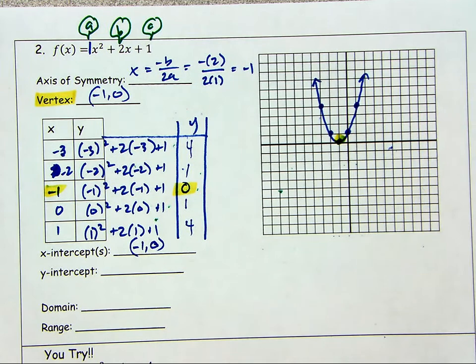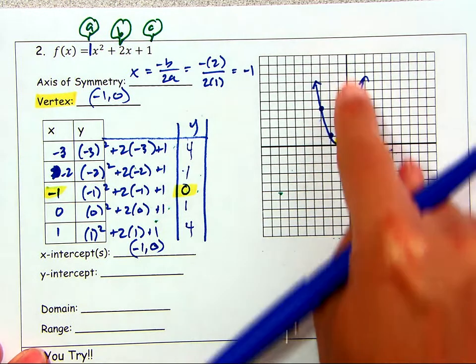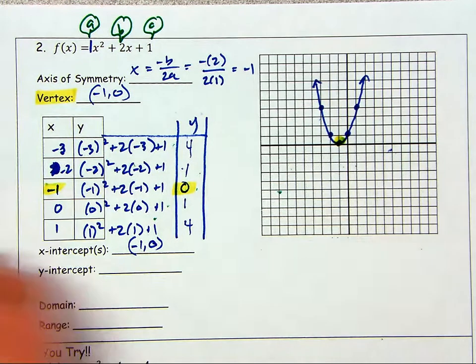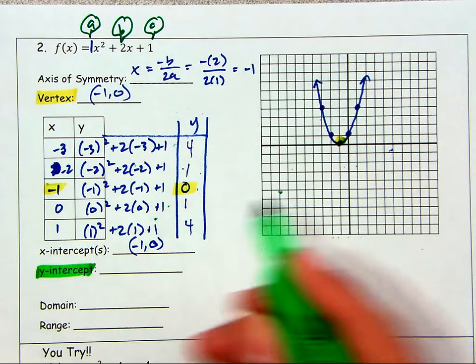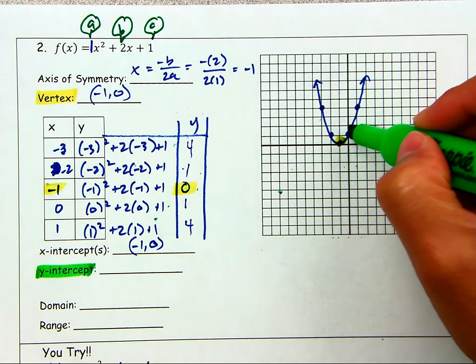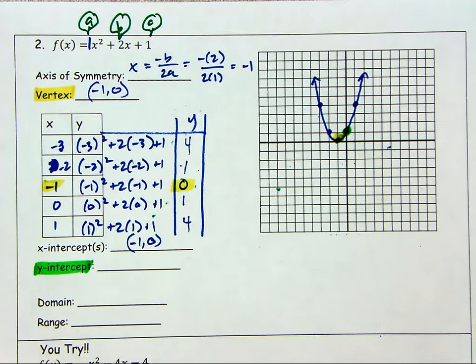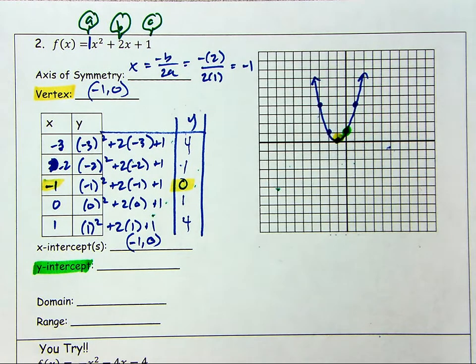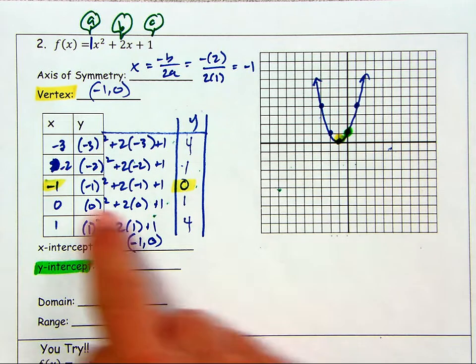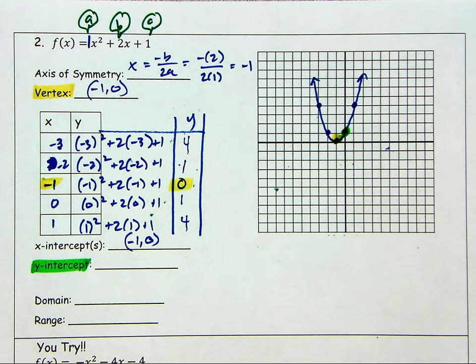Y-intercept, okay? Where does our parabola meet up with the y-axis? Okay, let's color code this one. So our y-intercept is going to be this green point right there. That's the fourth point, so I can look in the table and go to the fourth row. It's 0, 1.